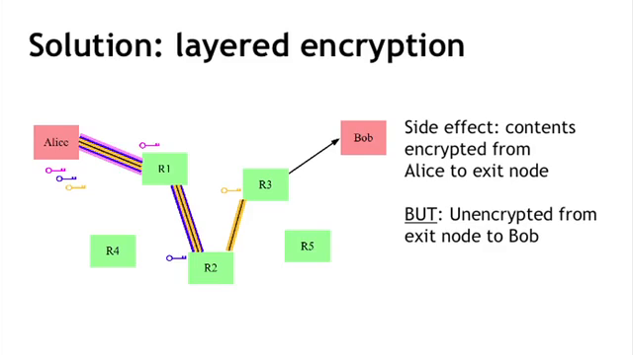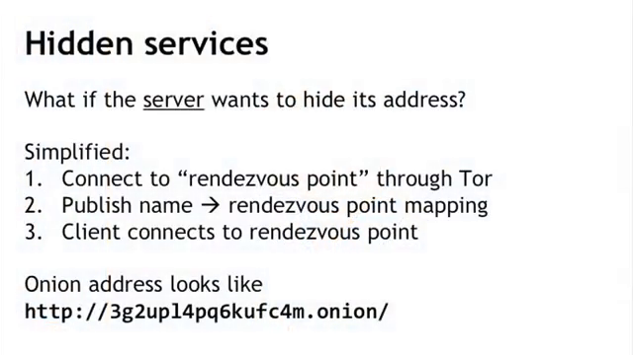So that's how Tor works. And now let's talk about Silk Road, and in particular, the problem that a site like Silk Road has to overcome is this. Silk Road is what is known as a hidden service. In other words, the Silk Road server wants to hide its address for obvious reasons.